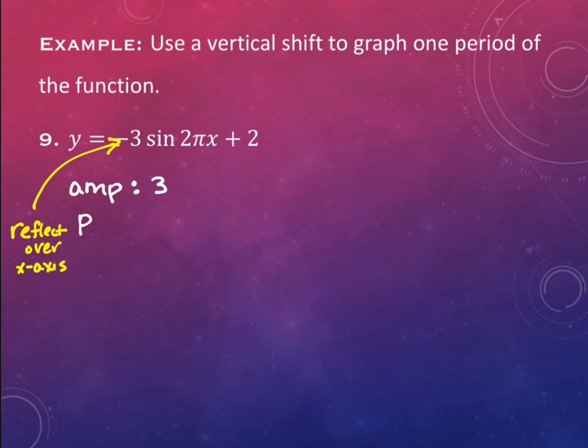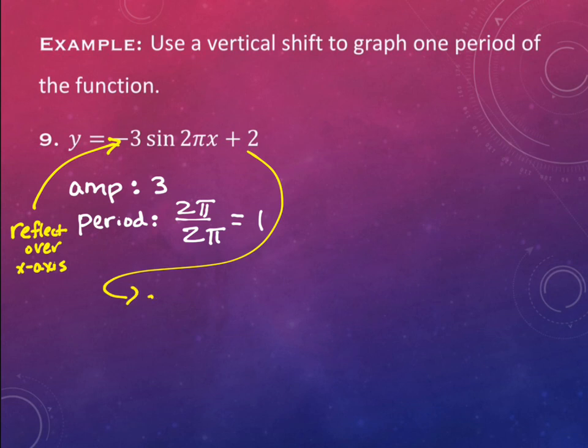Our period is a little different, right? Our period would be 2 pi divided by the 2 pi that's multiplied by x. So our period is 1. And then this last piece over here tells us we are going to shift up 2. And I promise you the shifts are not always 2. They just were on the 2 I gave as examples. So we're going to draw in our axis.